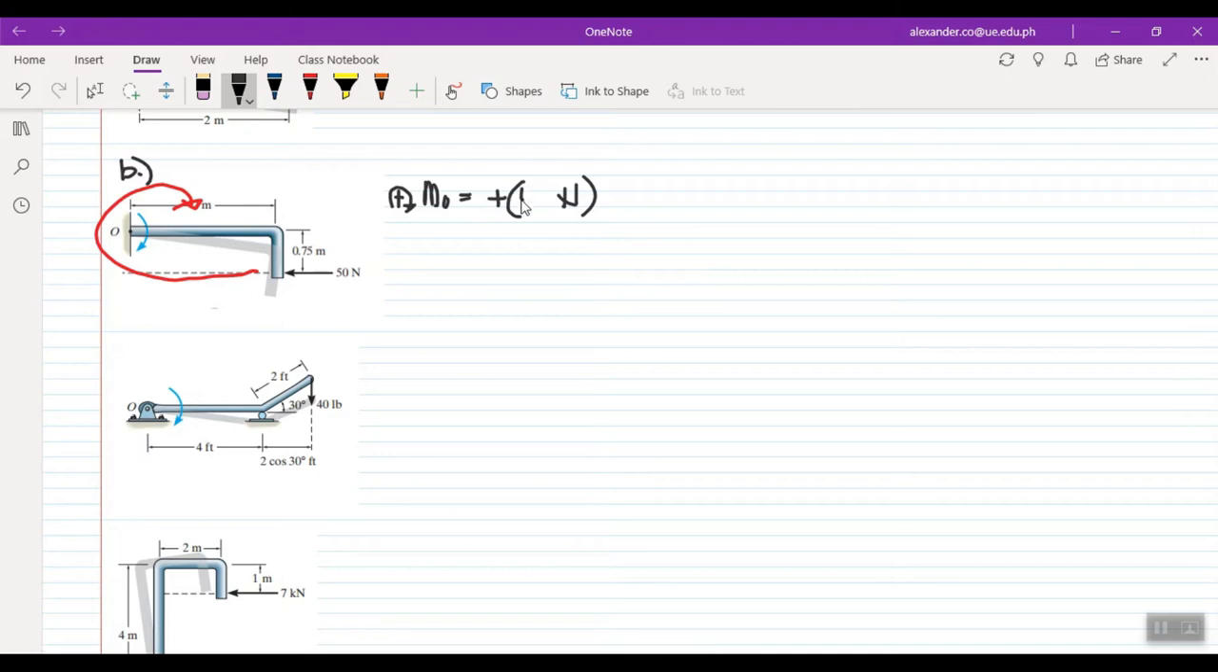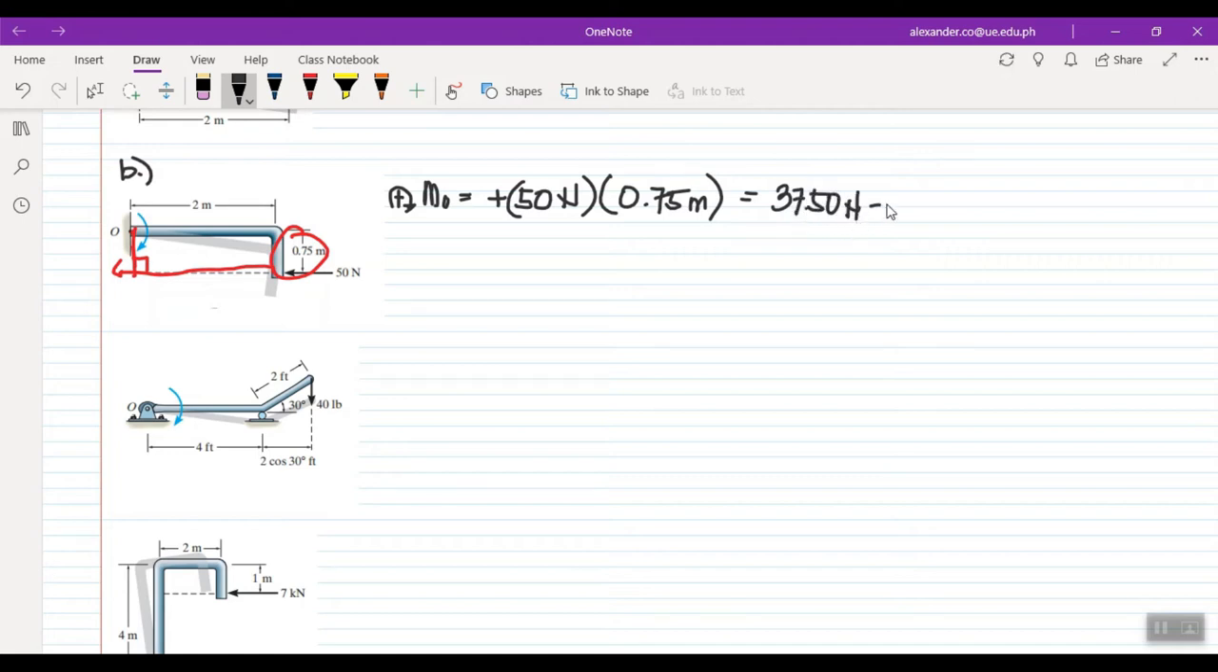50 Newton. What is the lever arm? If this is the force, this is the direction of the force. This is the perpendicular distance. So from the axis to the force, how much? The given is 0.75 meters. For now, that's easy. Just remember the concept. I'm just giving you the concept of perpendicular distance. So this is 37.5 Newton meter. Okay? Is that clear? This is the force. This is the perpendicular distance.